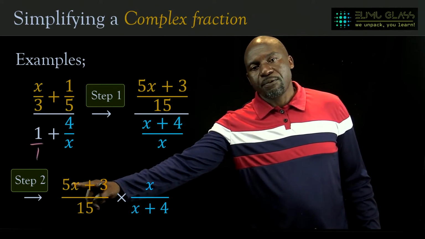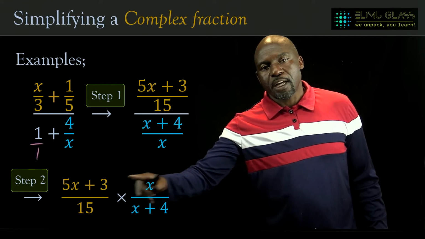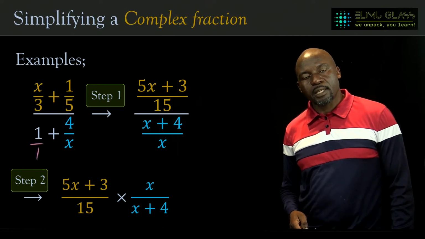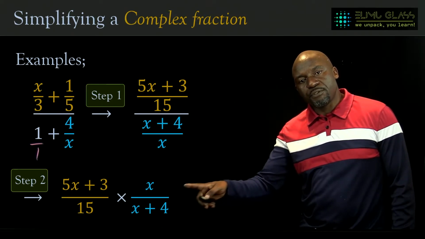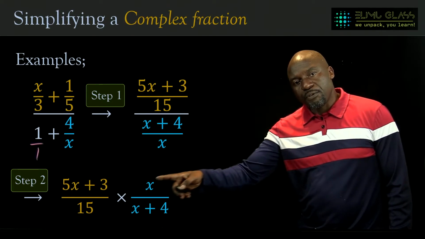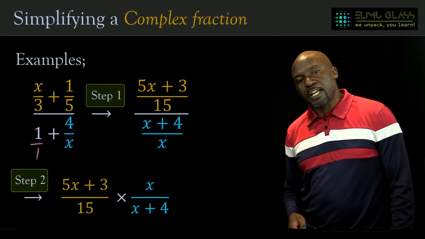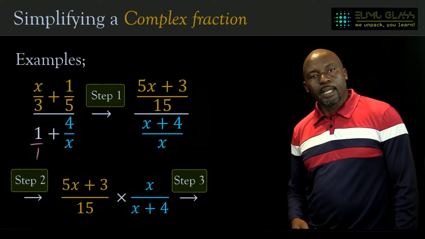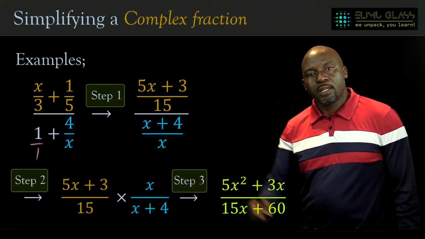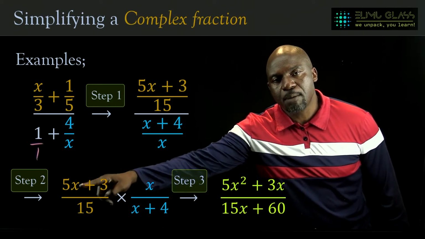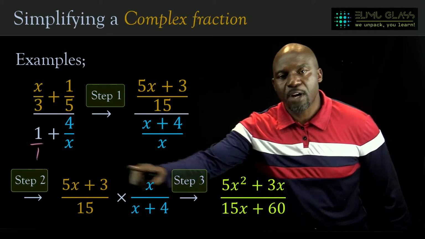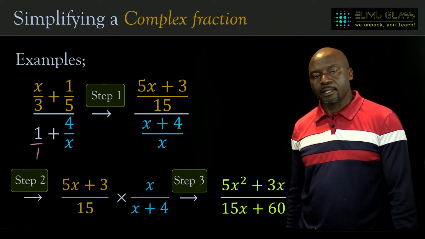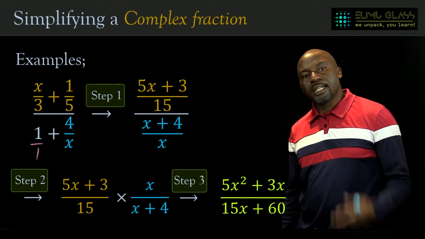So we're going to have 5x times x and 3 times x. Okay, so that becomes 5x squared plus 3x in the numerator, and in the denominator we'll have 15 times x, which is 15x. And 15 times 4 is 60, so it's going to be 15x plus 60, like this. Okay, and so we have 5x squared because each of these two terms will multiply x. So x times 5x is 5x squared, and x times 3 is going to be 3x. And then we divide by whatever we get in the denominator, and that is our answer.